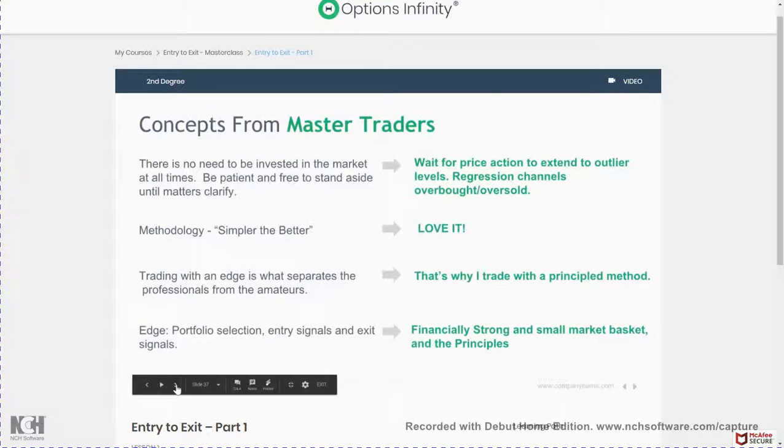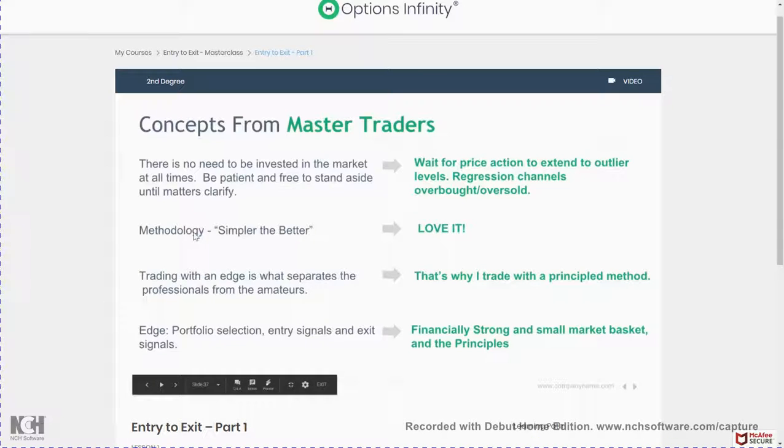There is no need to be invested in the market at all times. Be patient and free to stand aside until matters clarify. Wait for price action to extend to an outlier position, with the regression channels overbought or oversold.